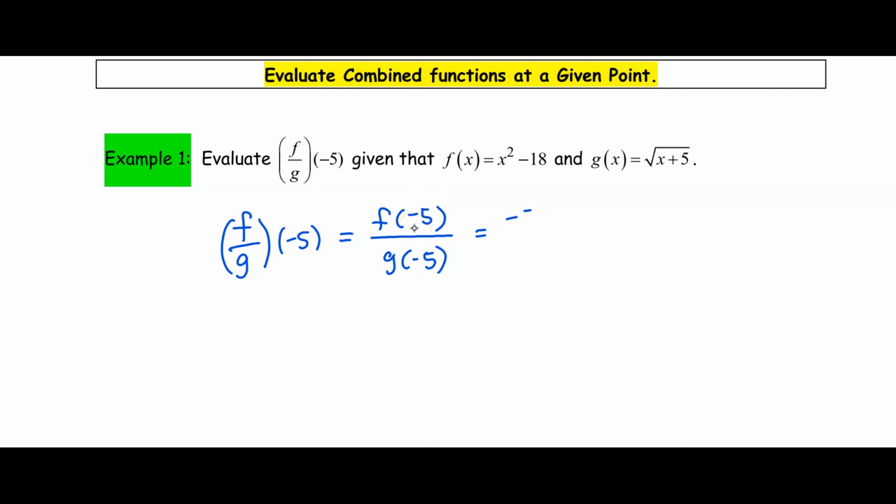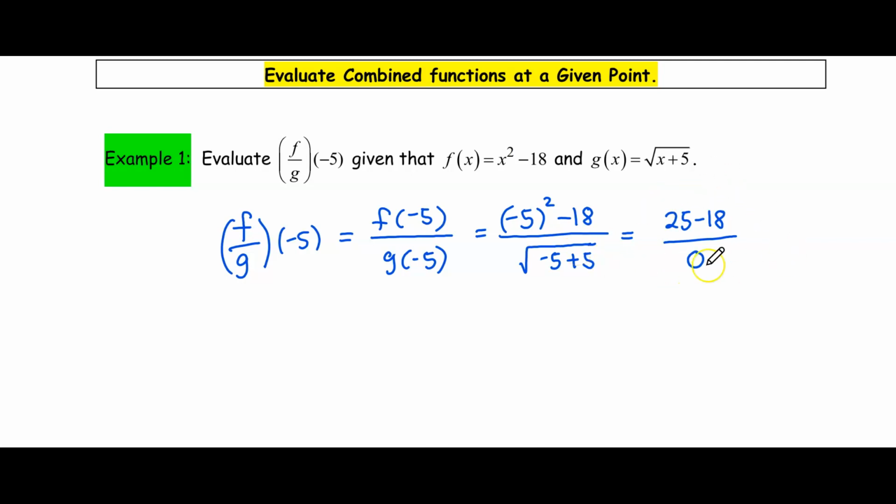So you have -5 quantity squared minus 18. So you refer to your f of x, and then you replace the x here by -5. For your denominator, it's g of -5. That means you replace the x here by -5. So you have square root of -5 plus 5. Now, when you simplify this, the numerator is 25 minus 18, but the denominator is 0.